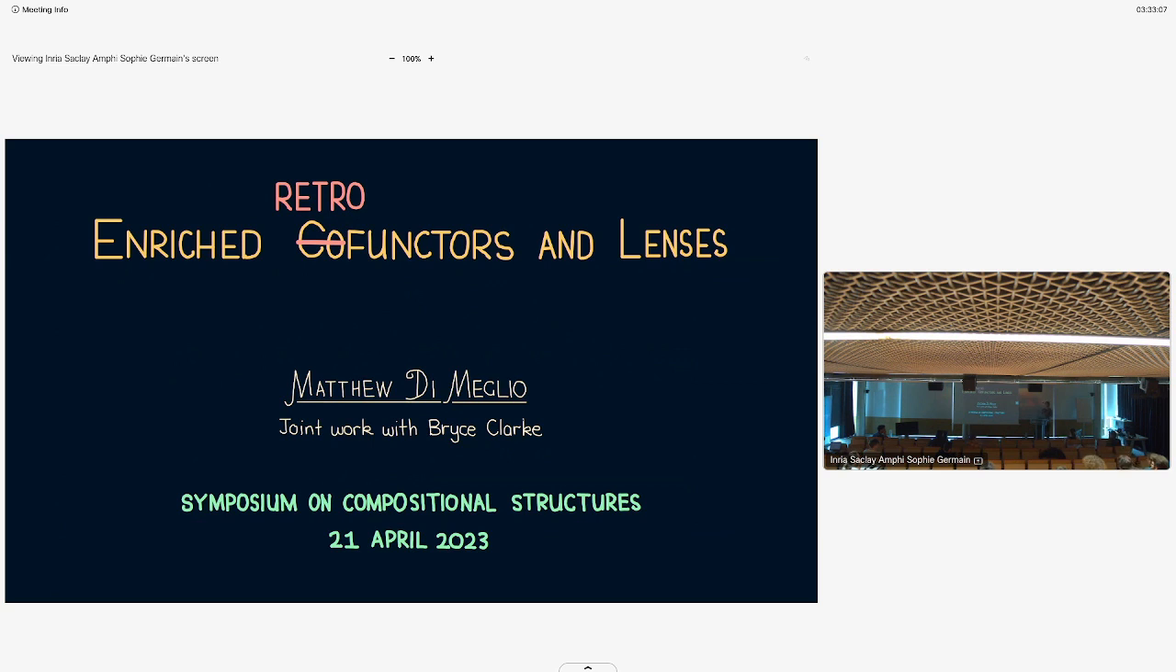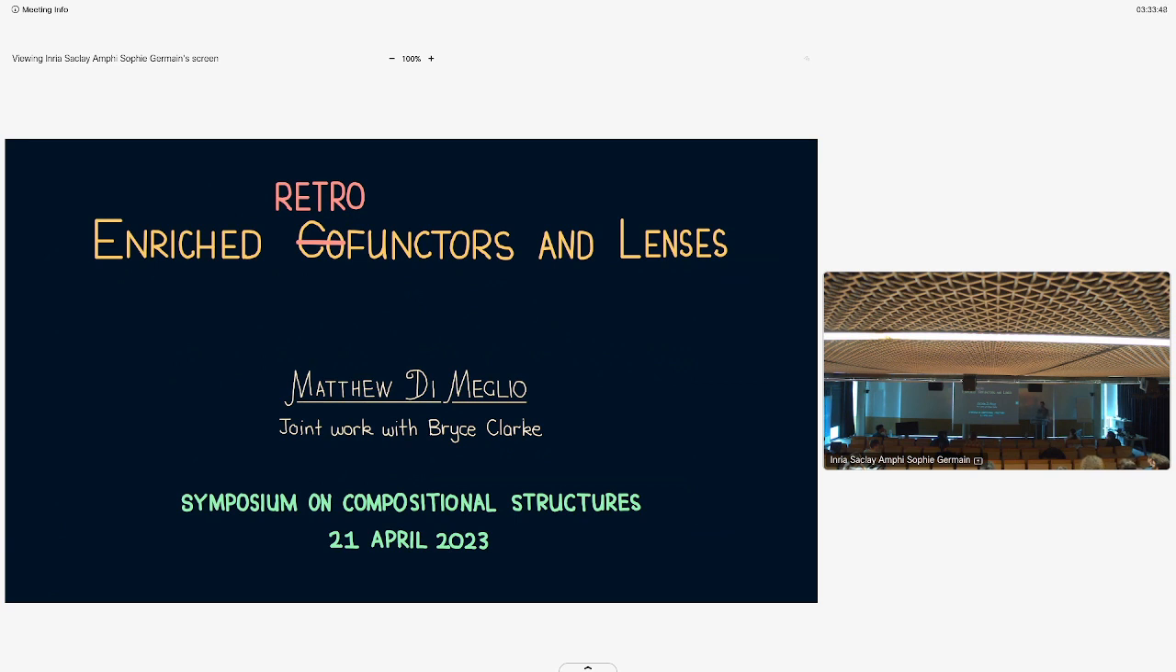So some of you might be wondering, given that I've told you that I'm working with Chris on dagger category stuff, what enriched cofunctors and lenses have to do with that? And I guess the answer is they don't. This goes back to work that Bryce and I started when we were both at Macquarie University two years ago. We were both working with Mike Johnson on delta lens kind of stuff. If you don't know what a delta lens is, don't stress. We will talk about that in a moment.